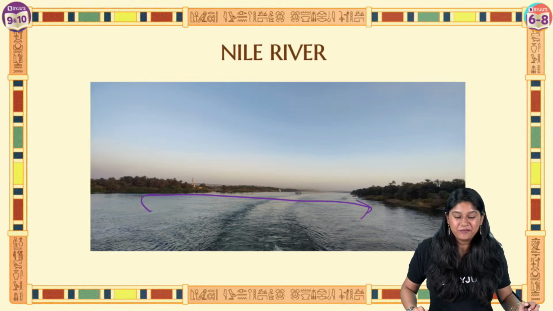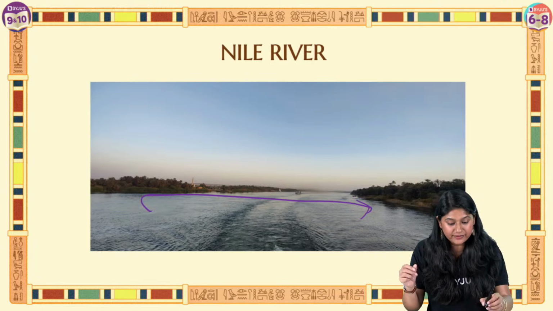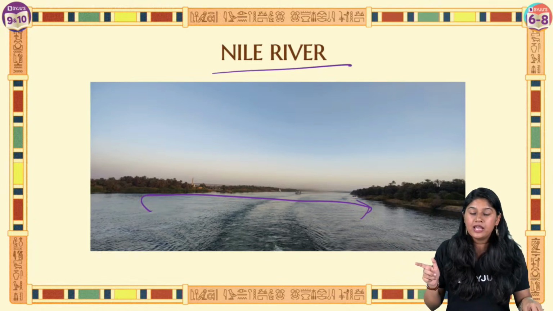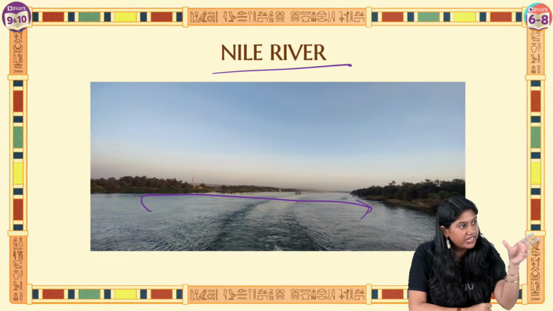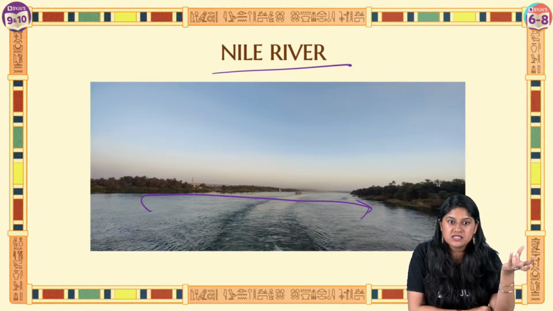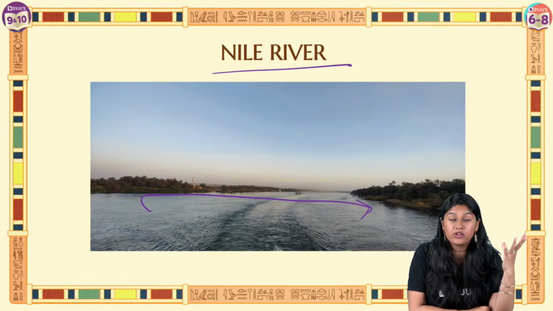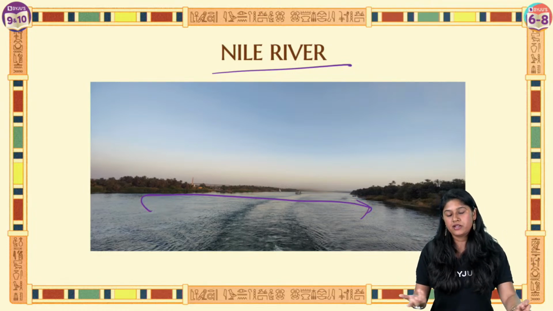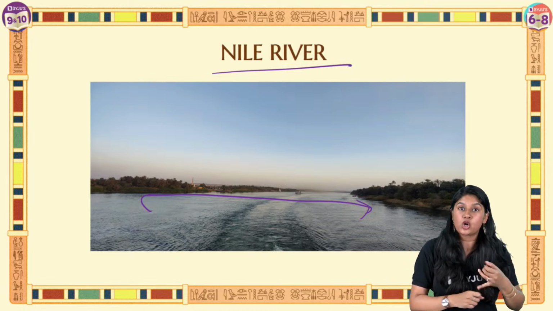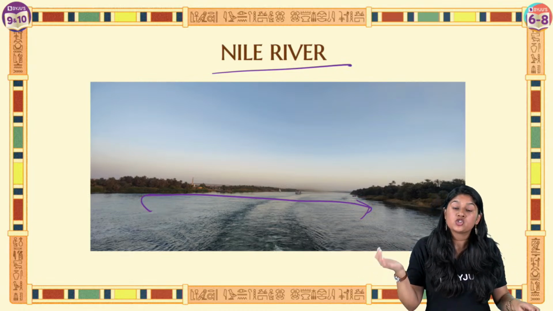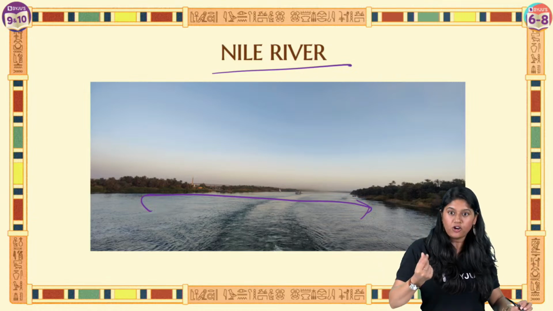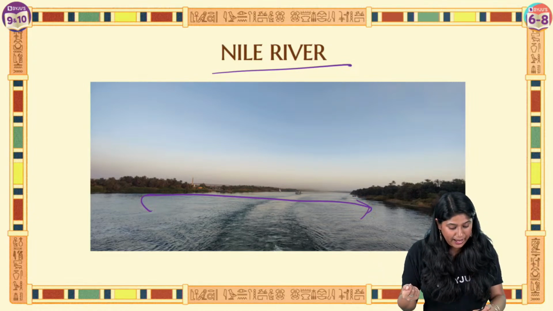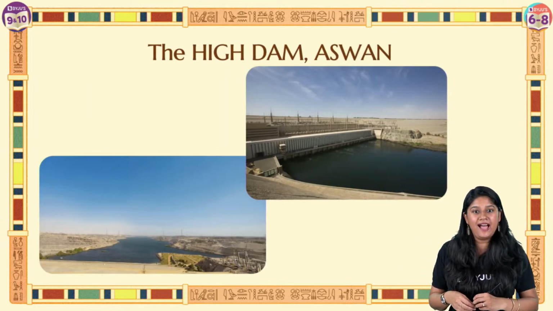Now we understand that the Nile River is very huge, and every year a flood used to come and the level of the river would rise. Of course, eventually there was a loss of crops and loss of lives. So the Egyptian government thought of making a dam. They made a dam, which is the High Dam, everyone.